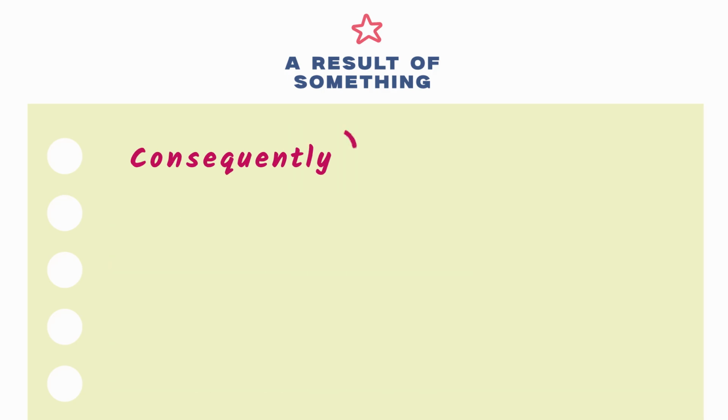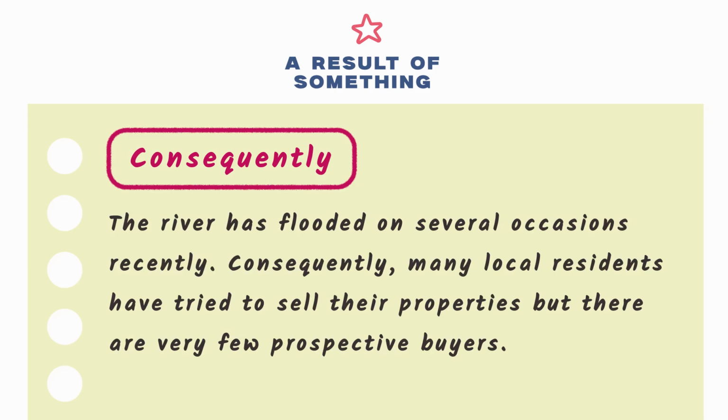Our next linking word to talk about a result is "consequently." Consequently, and don't forget to use a comma after that. The river has flooded on several occasions recently. Consequently, many local residents have tried to sell their properties, but there are very few prospective buyers.